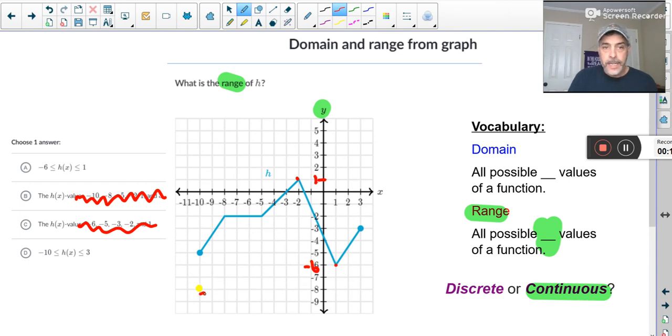So I'm thinking -6 is going to be less than or equal to all of my outputs. Since this function is h, my outputs are h of x, which is less than or equal to 1. This is my y values. Okay, -6 less than or equal to my outputs, which is less than or equal to 1. Looks like choice A. All right, so this was a range that was continuous question.